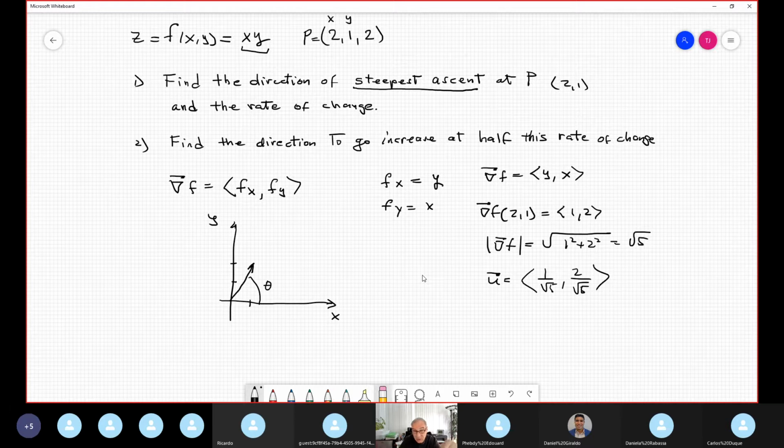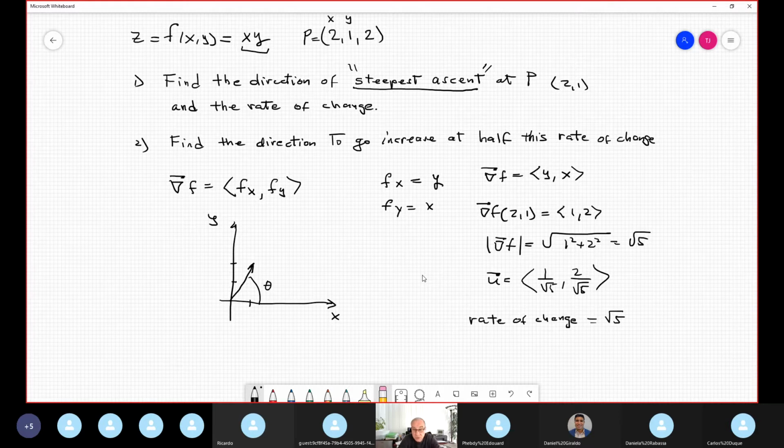So in this direction defined by the unit vector, we have the maximum ascending, the steepest ascent. So, what is the rate of change in that case? Well, the rate of change in this direction is the magnitude of the gradient, which is radical 5. The radical 5 represents, which is positive, of course, ascent, the rate of change of the function in this direction. Okay, finish question 1.